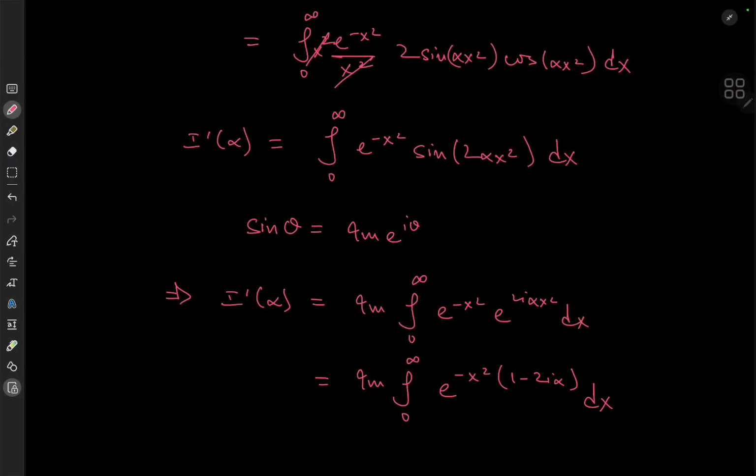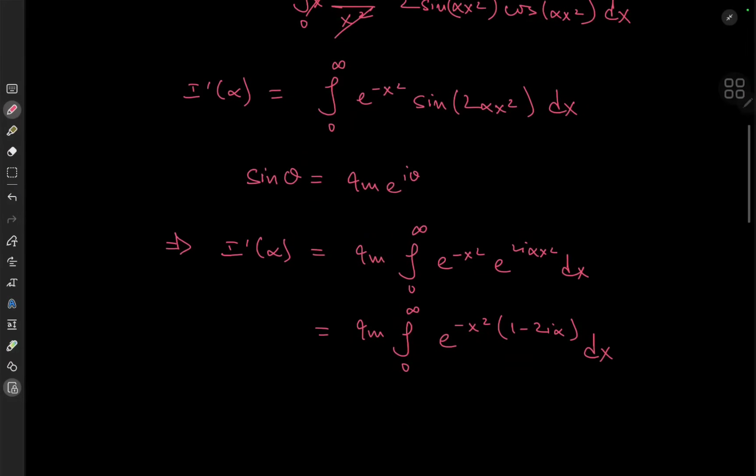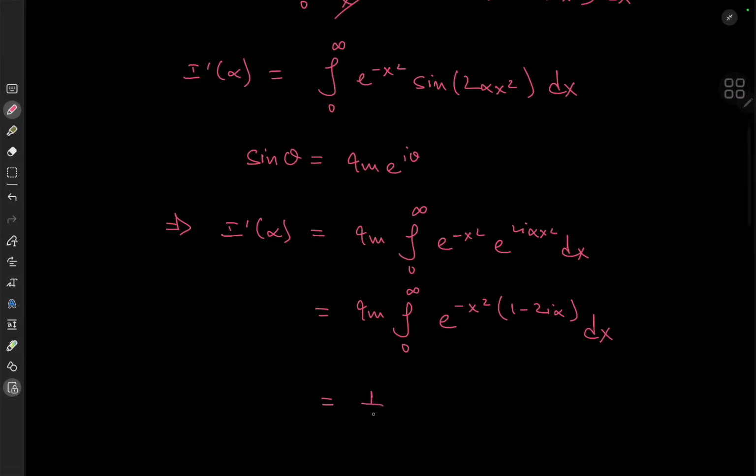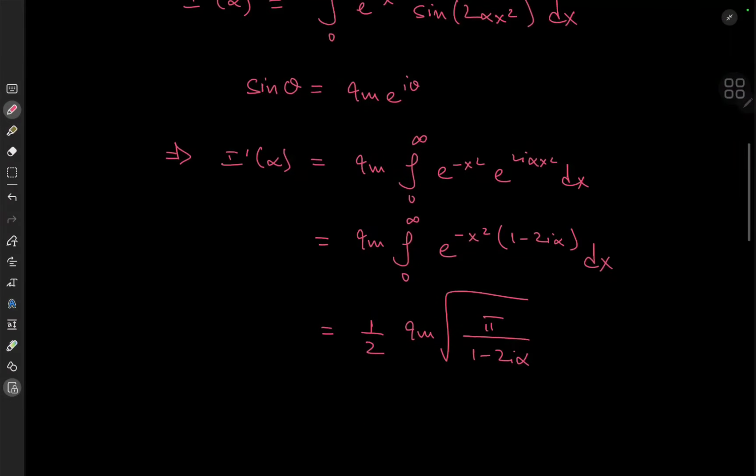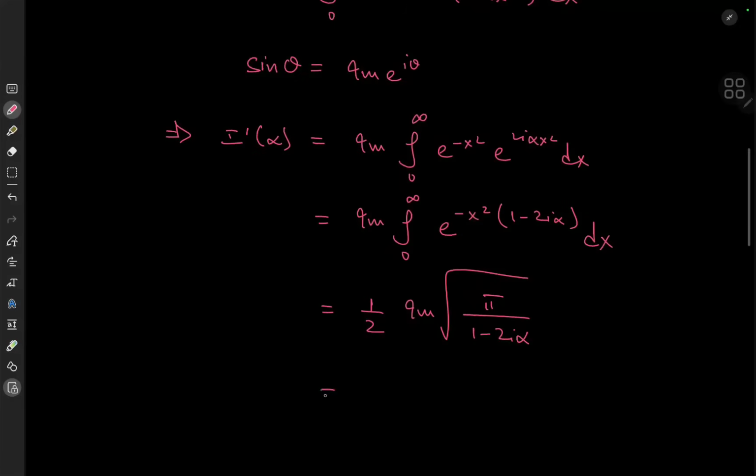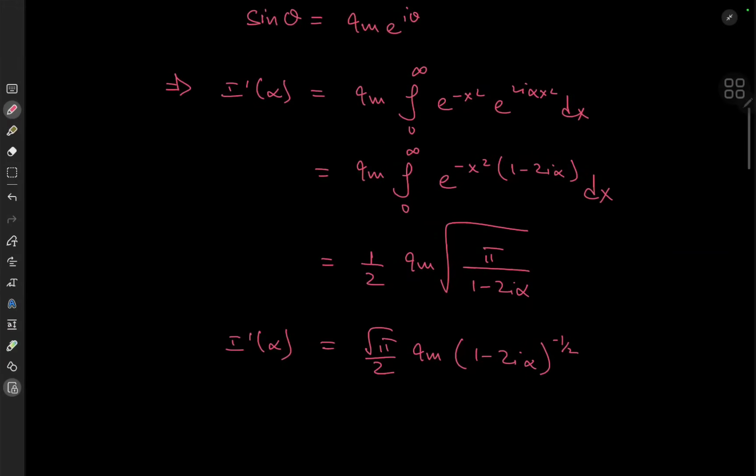And this is, of course, a Gaussian integral, which evaluates out to, well, we need a factor of 1/2, and this thing evaluates out to root pi over whatever is being multiplied with x. So we have root pi over 1 minus 2i alpha, which is dope. And of course, root pi is a real number, so I have root pi over 2 times the imaginary part of 1 minus 2i alpha to the negative 1/2, and that is I prime of alpha, which is a function completely of alpha.